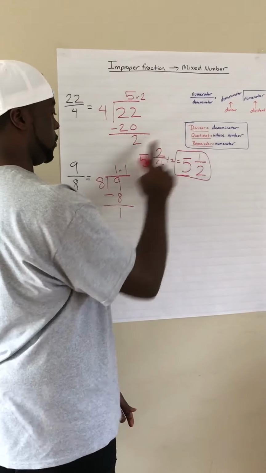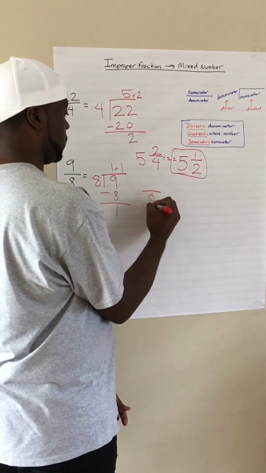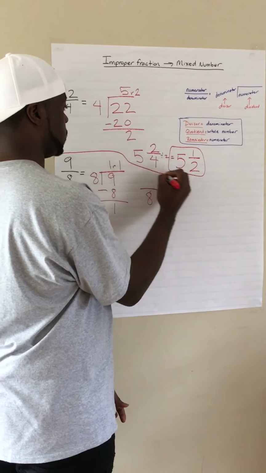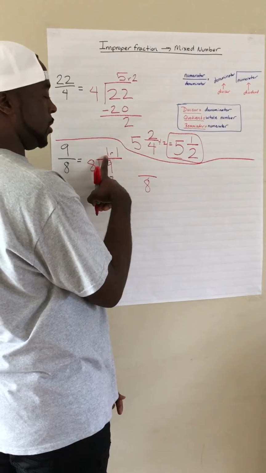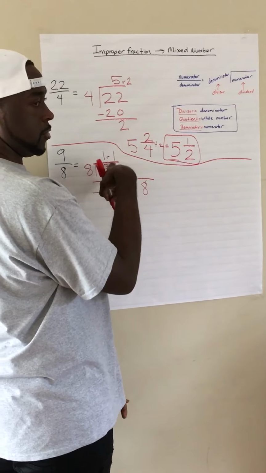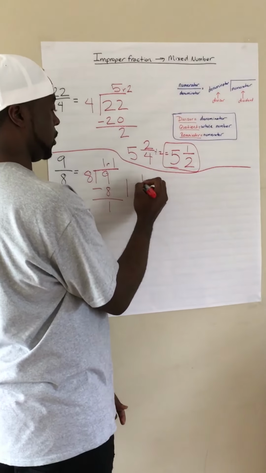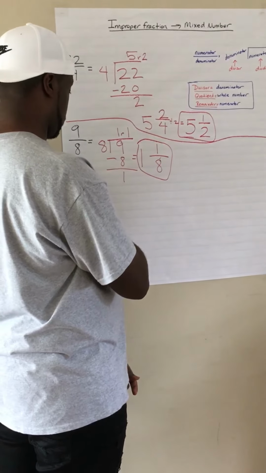So now we're going to take this information here and make our mixed number. So our divisor, which is 8, will be our new denominator. And actually, let me separate this. Our quotient, which is 1, will be our whole number. And our remainder, which is another 1, will be our numerator. So you should have got 1 and 1/8.